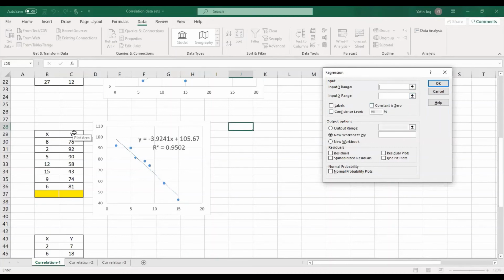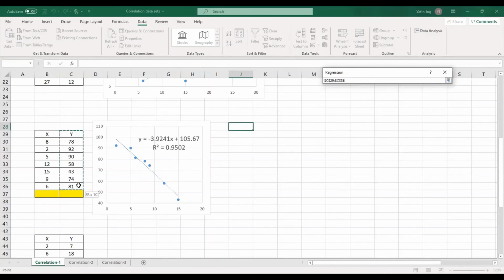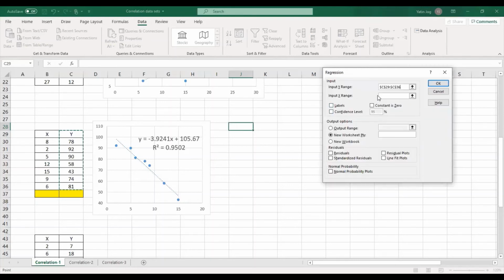So these are my y values. I'll select all the y values including the label, and for input X range, these are my X values including the label. Yes, I'll tick on labels, because my first row consists of labels. Confidence level: this we will discuss in tomorrow's or the day after tomorrow's session. By default it is 95%, so keep it 95%.